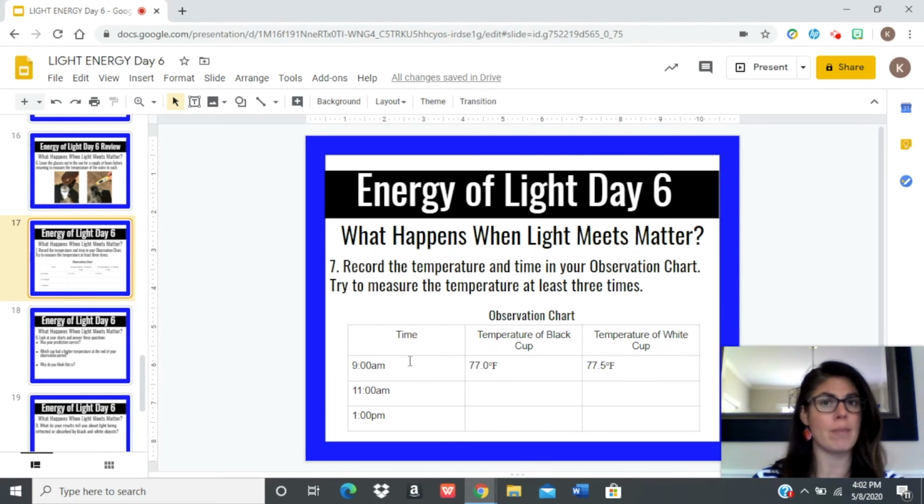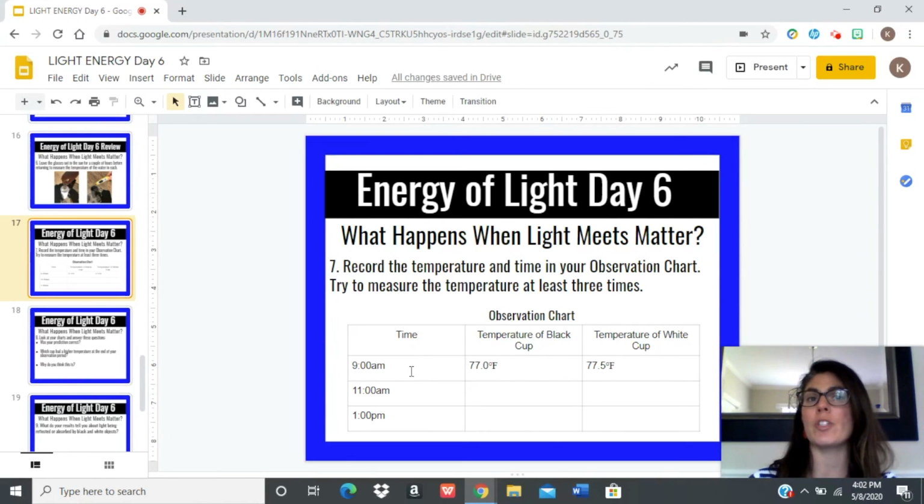The time I began my experiment was at 9 a.m. The beginning temperature of my black cup was 77 degrees Fahrenheit. The temperature of my white cup was 77.5 degrees Fahrenheit. It doesn't matter that one is slightly higher than the other, because what matters is the end result. How much will the temperature of the water increase over the day, and which cup will increase more?